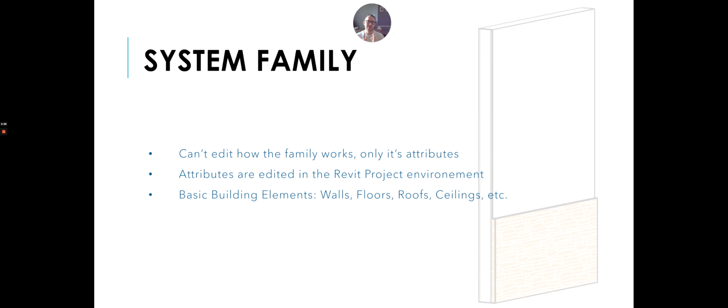You can adjust the attributes. So for example, a wall is a system family. You can change the surface texture, the materials, you can add layers, you can change the thickness, but you can't really change how the wall behaves overall. It's just programmed into Revit.